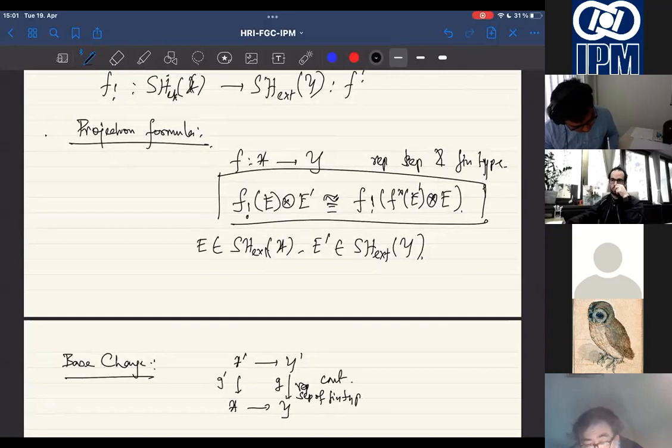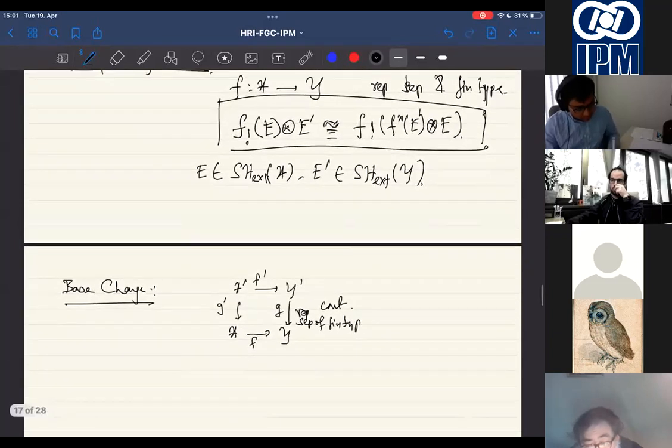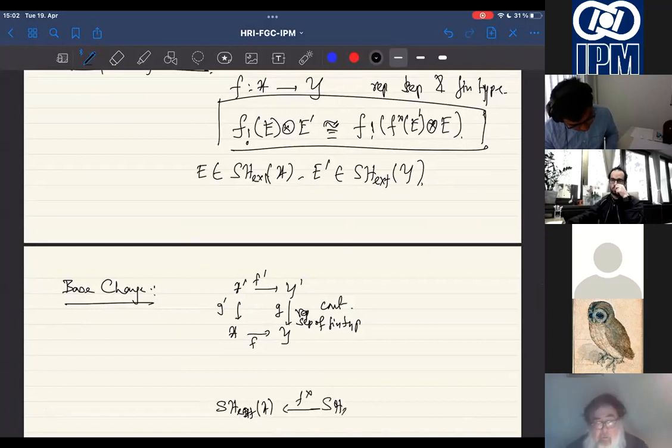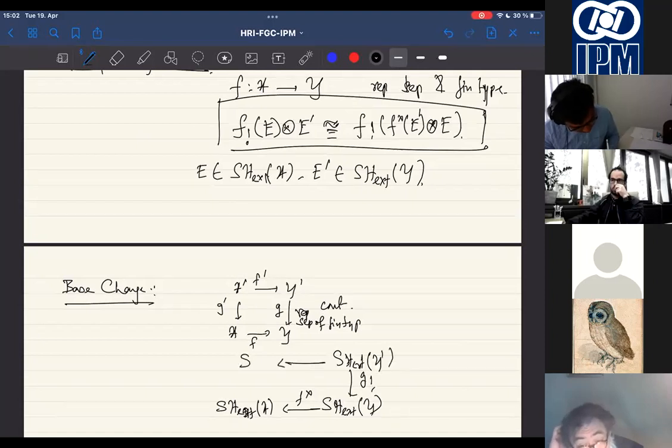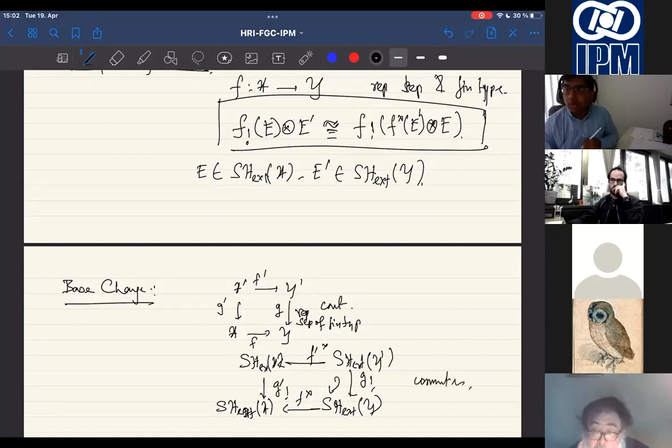So this is G prime, F prime. Then you have a natural transformation. So you have SH EXT of X going to upper star of SH EXT of Y, but you have the lower Schrick map here, Y prime, SH EXT of X prime, F prime upper star, and you have G prime lower Schrick. So this is kind of the base change statement that you also have.